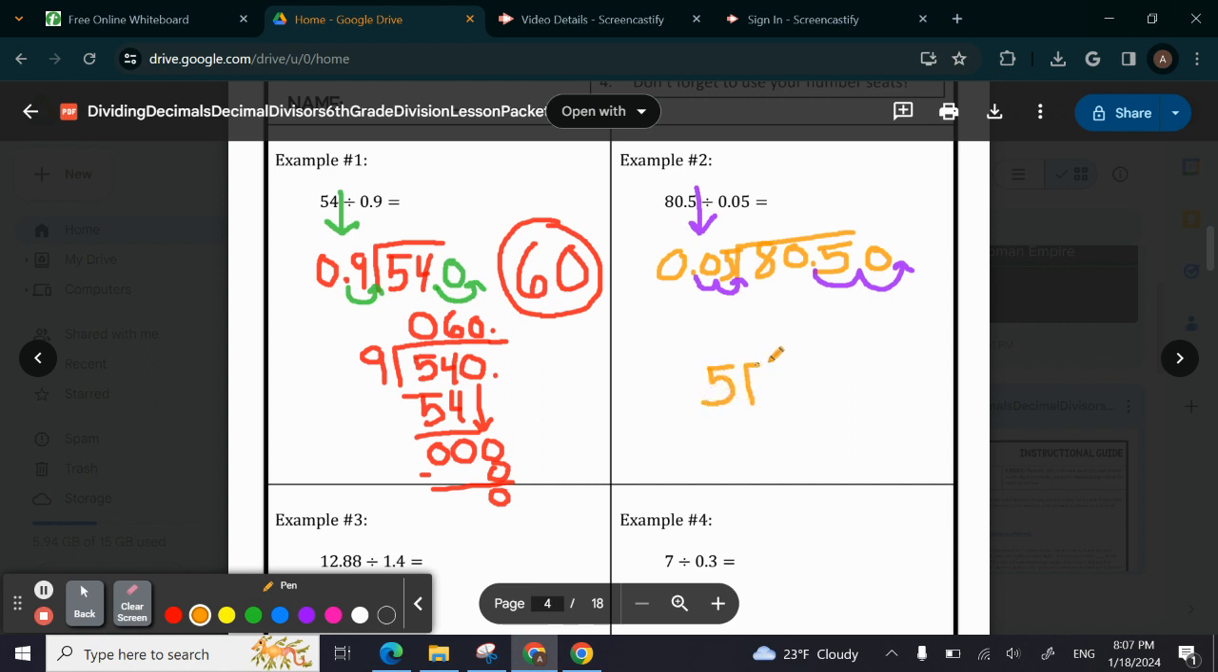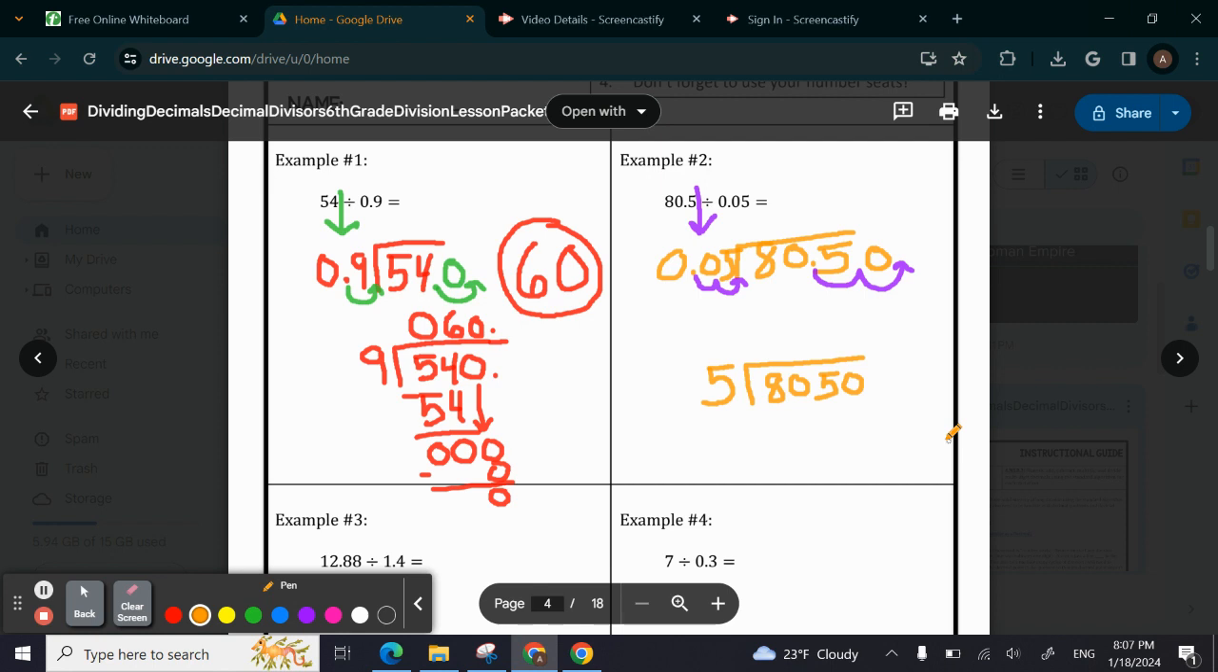All right, so now we have 8,050 divided by 5. So we did step 1, make the divisor a whole number by moving the decimal point. Then we moved the dividend decimal point the same amount of times. In this case, it was 2 times. And then step 3, we rewrote our problem.